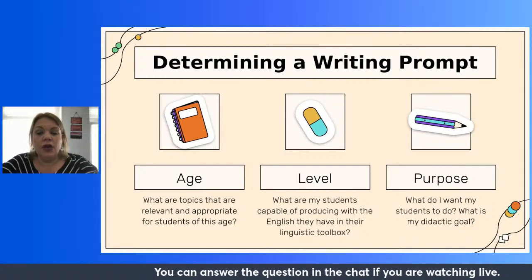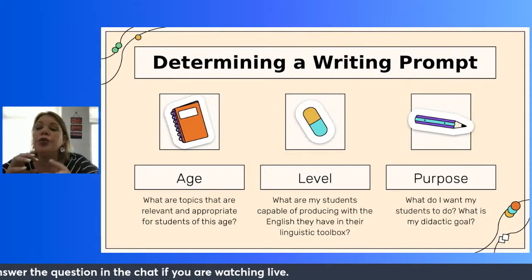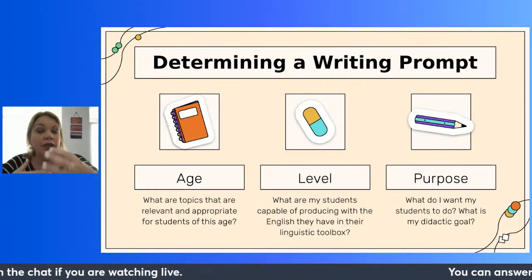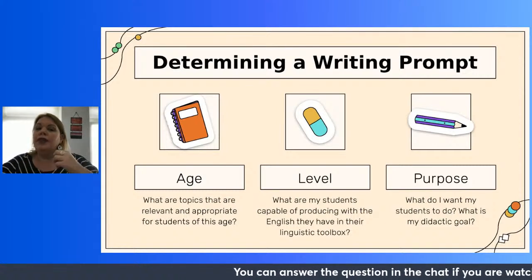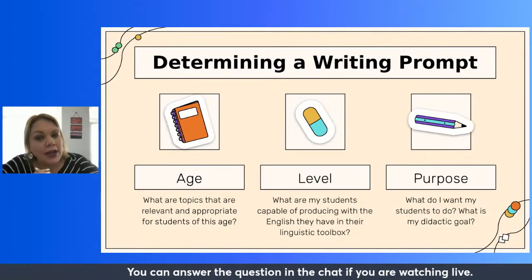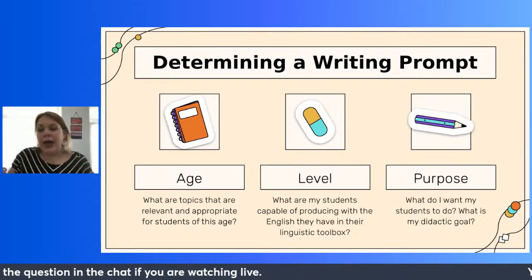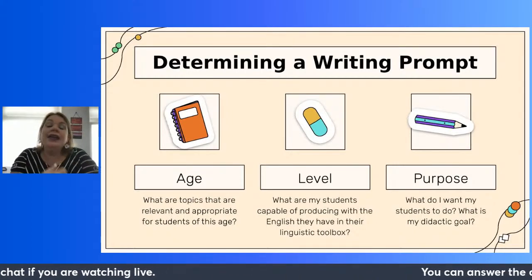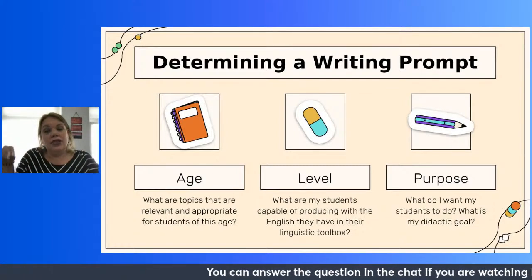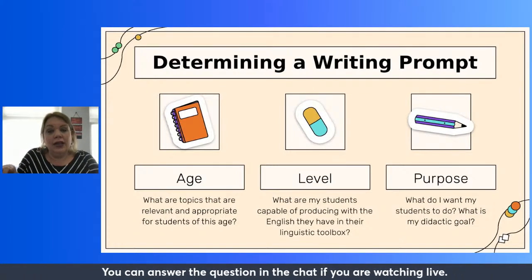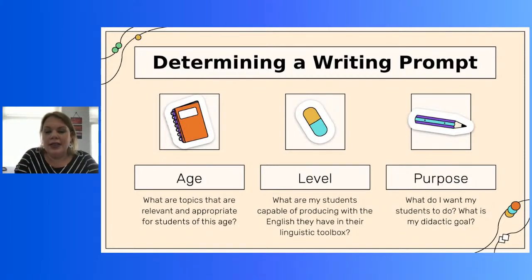Also the purpose. What do I want my students to do with this writing? What is my didactic goal? Do I really want them to focus on new vocabulary that they've been learning? Do I really want them to focus on grammar? Do I want them to focus on constructing an organized paragraph, for example, or an argumentative essay? It all depends on your didactic goal, right? And not every writing is going to have the same didactic goal. Not every time that you teach students writing or you do a writing lesson, you're going to focus on grammar specifically, right?